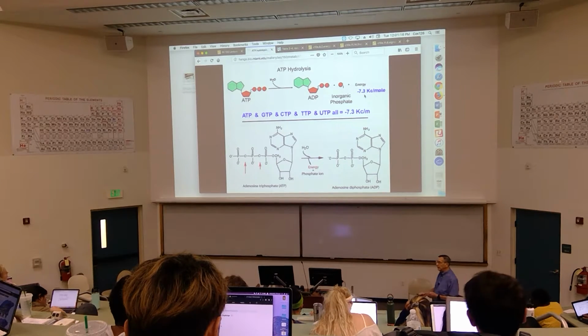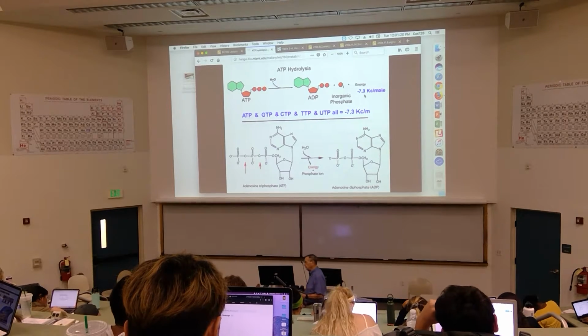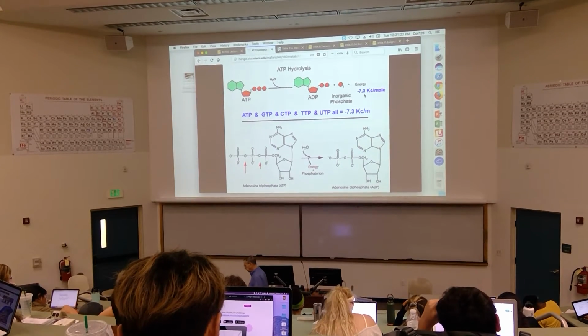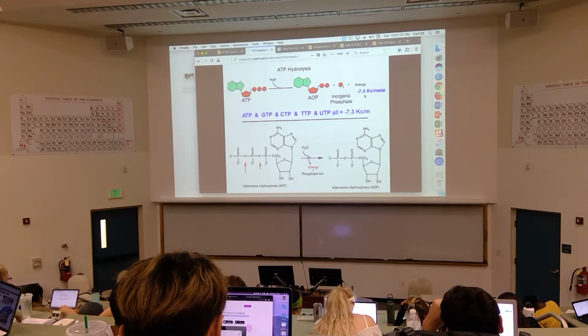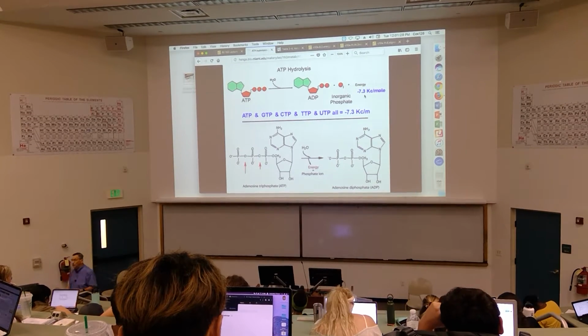Now, something I want you to keep in mind as we go through. We're going to look at metabolism, and most of it is going to involve ATP. There are a lot of energetic reactions that include the other nucleotides as well.